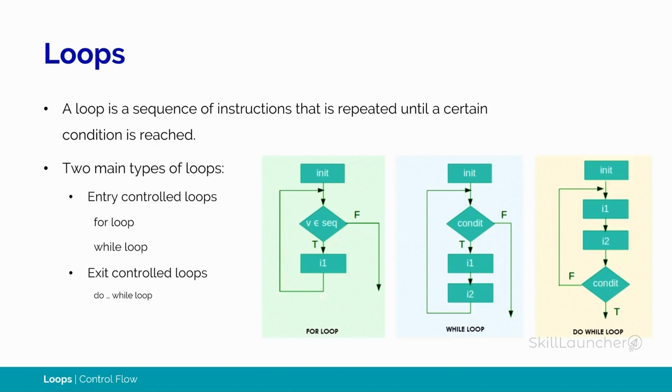Now let us learn types of loop. There are mainly two types of loops: entry control loop and exit control loop. In entry control loops, the test condition is tested before entering the loop body. For loop and while loop are the examples of entry control loop. Whereas in exit control loop, the test condition is tested or evaluated at the end of loop body. Therefore, the loop body will execute at least once, irrespective of whether the test condition is true or false. Do while loop is exit control loop.